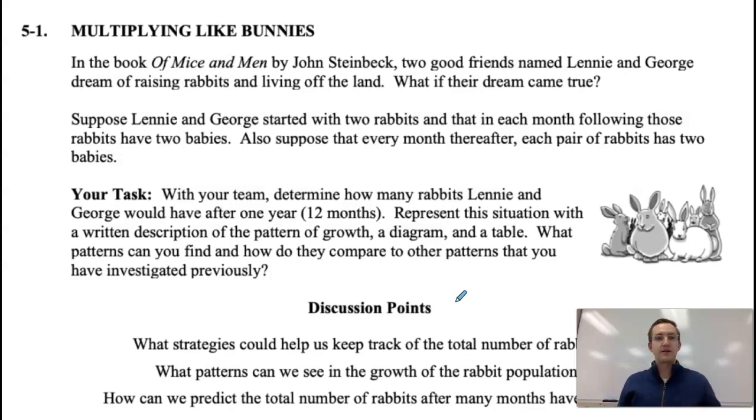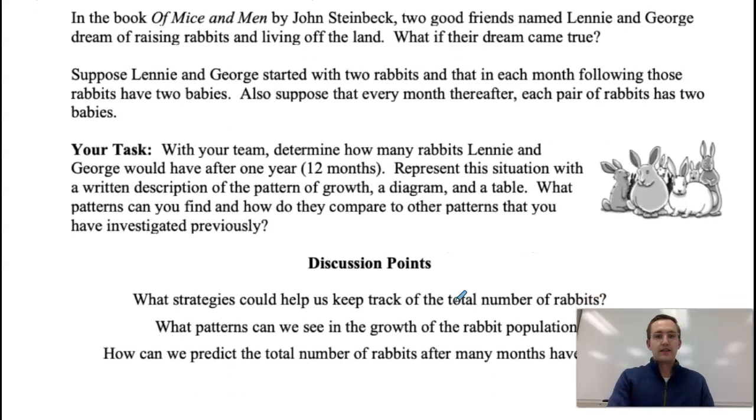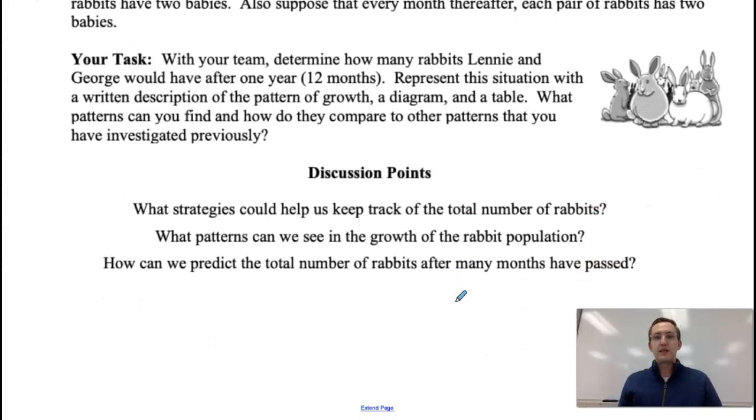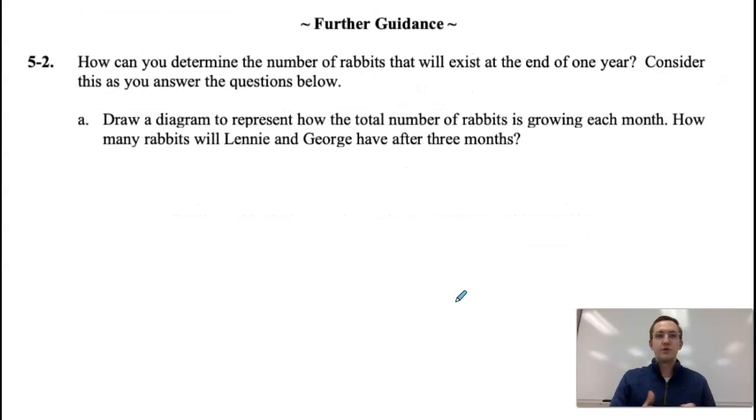We're going to represent this situation with a written description of the pattern of growth, a diagram, and a table. What patterns can we find, and how do they compare to other patterns we have investigated previously? All right, so let's figure out some strategies that might keep us on track with the number of rabbits. What patterns are we going to find, and how are we going to predict the total number of rabbits for every month that's passed? So let's go to number 2 underneath. We're trying to find the total number of rabbits that Lenny and George would have after a whole year, given that they start with 2 rabbits, and every month after that, each pair of rabbits has 2 babies. So here we go.